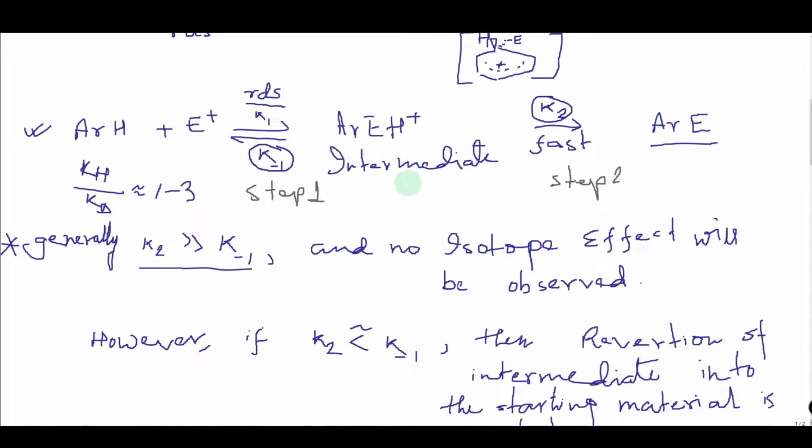So now in this case, if we replace the hydrogen by deuterium or tritium, then the value of K2 gets further lowered, and we observe a primary kinetic isotope effect in which the KH by KD ratio was found to be between 1 to 3.